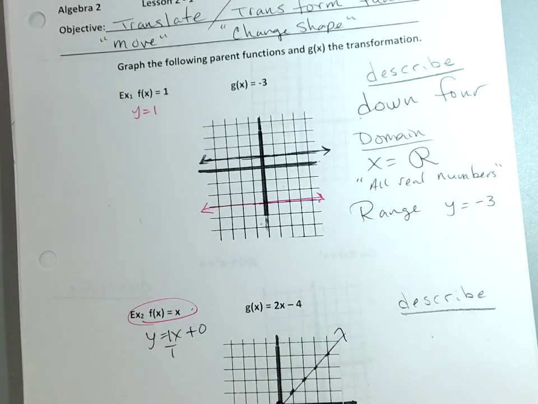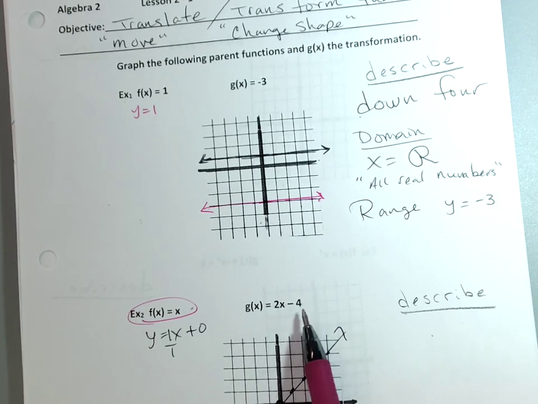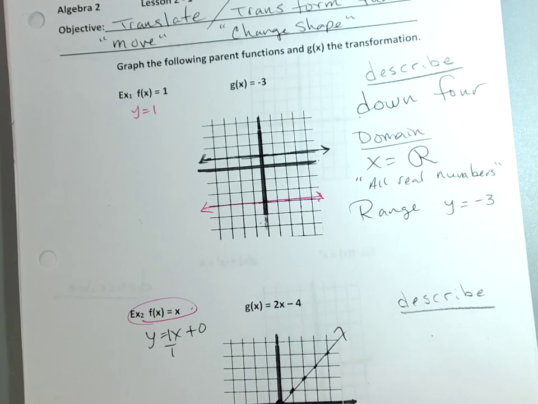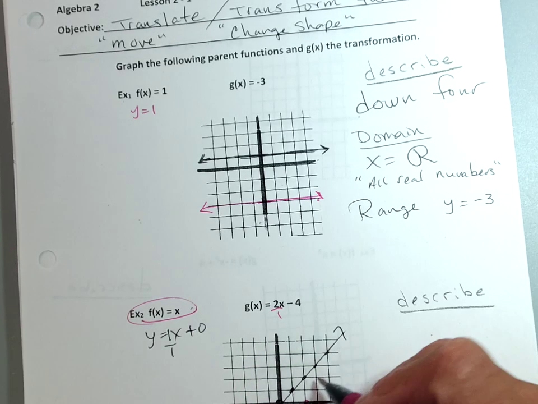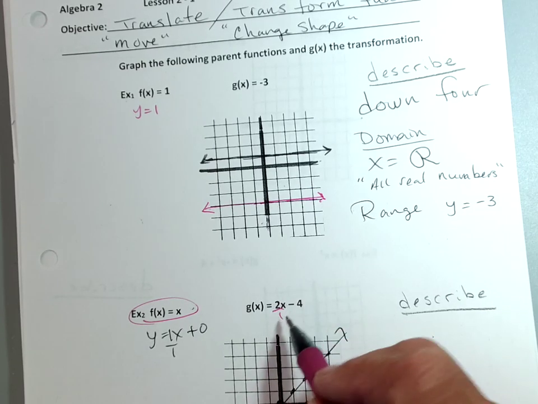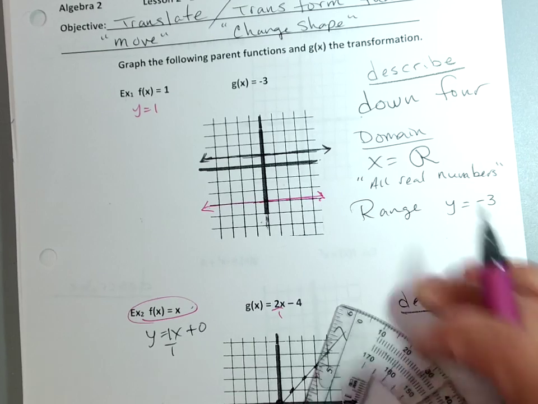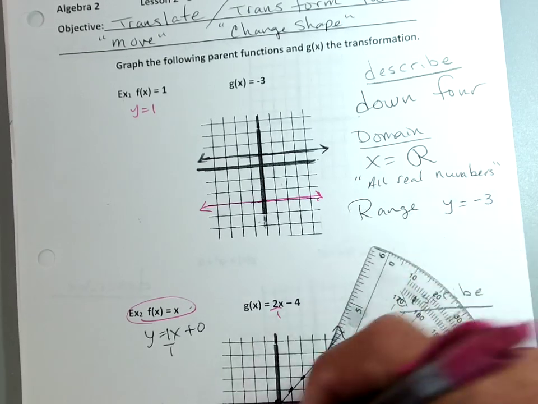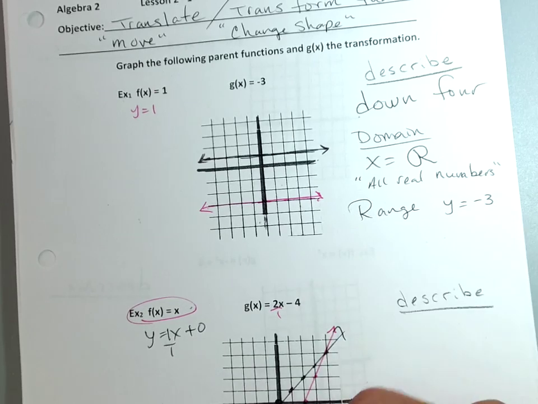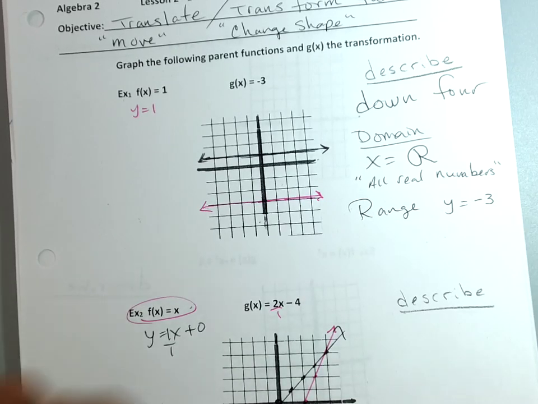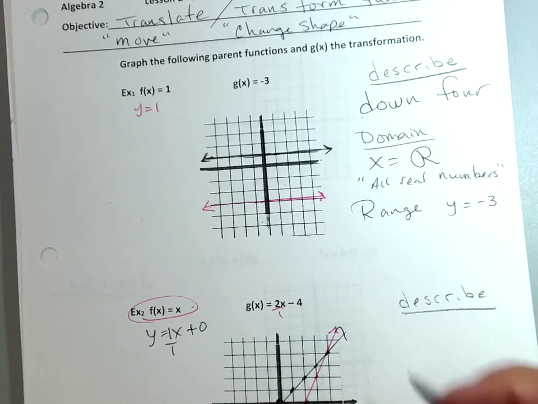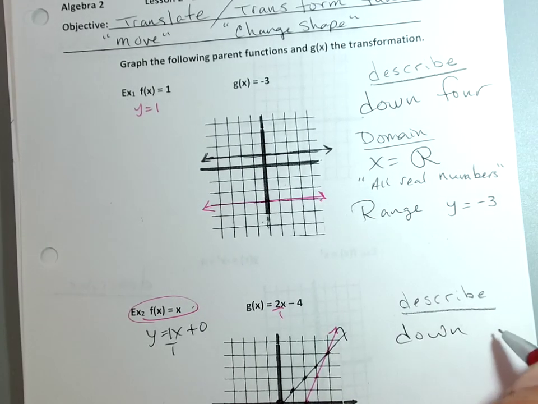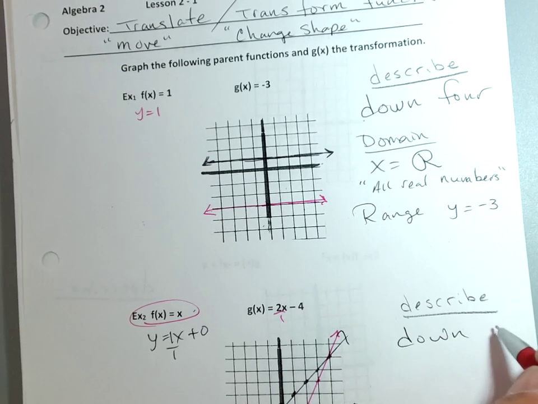Now, if we're going to graph the translation, we take it down 1, 2, 3, 4. And our new slope is up 2 over 1, up 2 over 1, up 2 over 1. Everybody agree with that? So we get our new graph, which is a translation. In words, what did we do? We took it 4 down, and then we doubled it, so we made it twice as tall. Good. Down 4, totally agree.